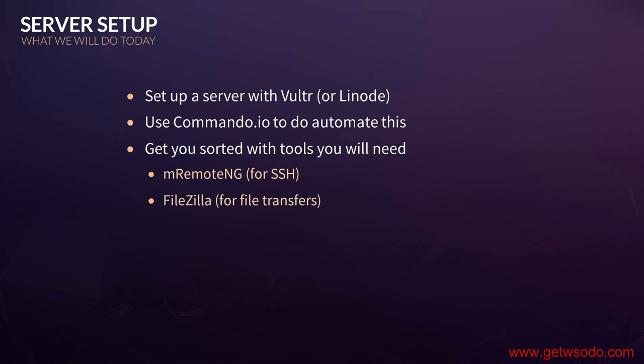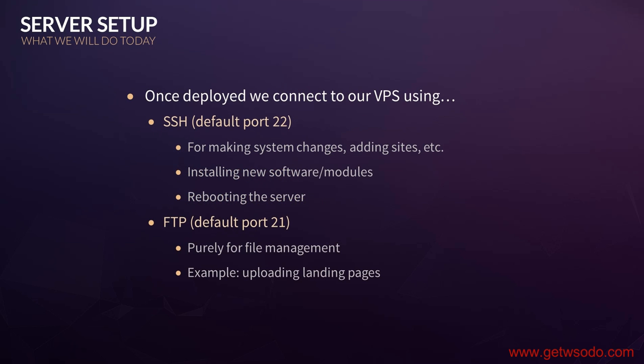Now, once we get everything set up, the primary tools you're going to need for actually connecting with that server are mRemoteNG for SSH connections and FileZilla. So once your server's deployed, you would connect to it by SSH. The default port for this in general would be port 22, and you'd connect with something like mRemoteNG.